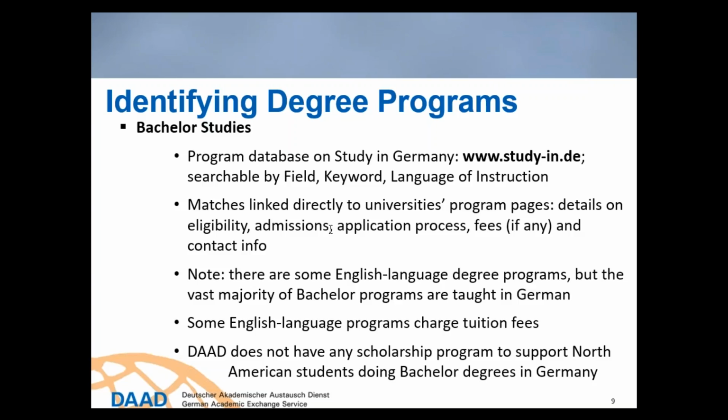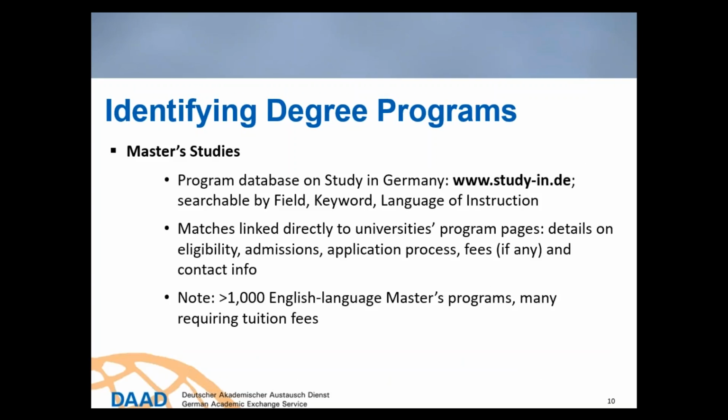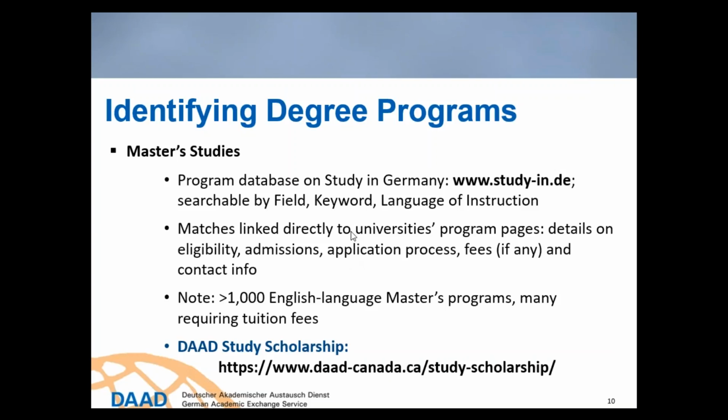So we'll move to the next slide, and this is looking at the situation surrounding master's level study, and it's largely the same information. Again, an excellent point of orientation is the Study in Germany website. The same database contains the information on master's programs. As I mentioned earlier, at the master's level, the options for English language study increase substantially. So with those 1,000+ English language master's programs, you will find virtually every field of interest, field of research covered in those English language programs.